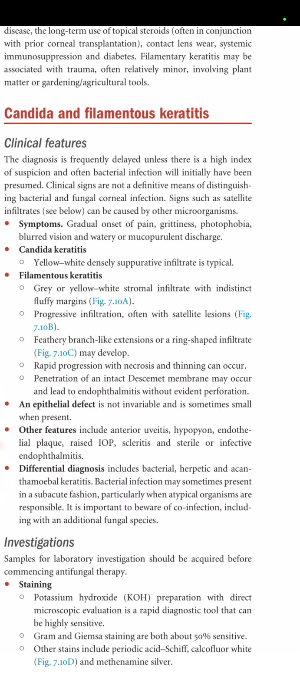Candida keratitis: a yellow-white, densely suppurative infiltrate is typical. So what is seen in Candida? There is a whitish lesion and it is very dense, white or yellow-white. These are infiltrates in the cornea.